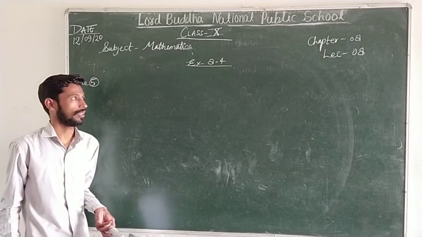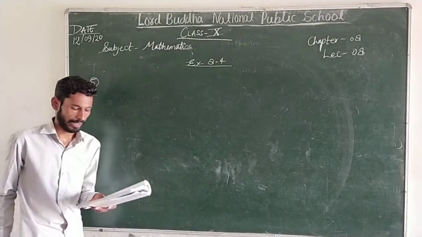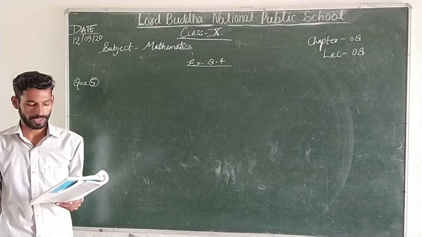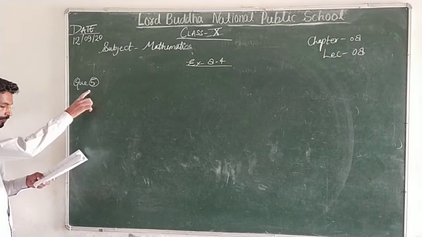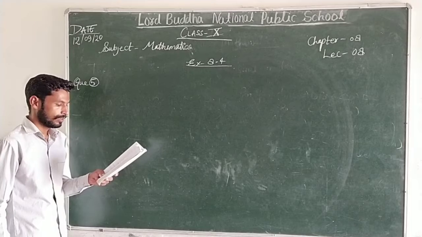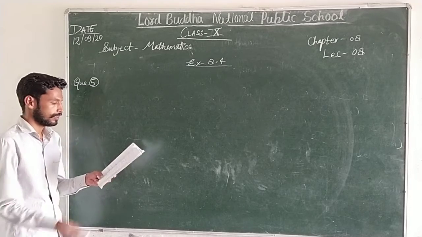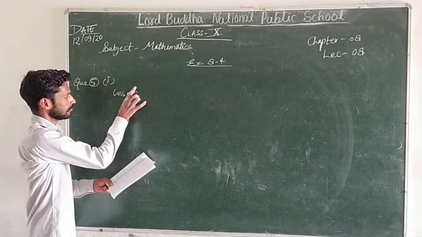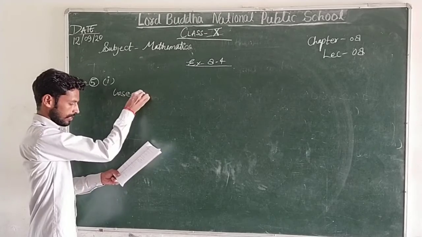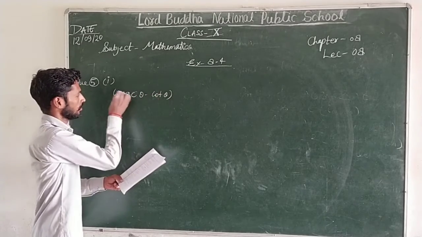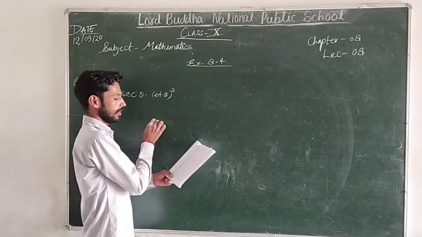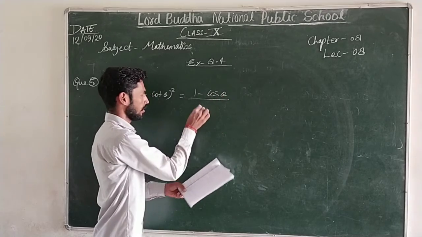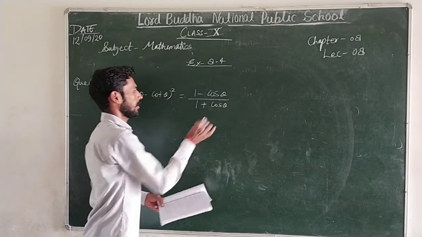Students, today's lecture is based on exercise 8.4, and in the previous video lecture we have discussed questions number 1 to 4. So today we will start with question number 5, and it is given that we have to prove the following identities. The first part of this question is (cosec theta minus cot theta) whole square, which is equal to (1 minus cos theta) upon (1 plus cos theta).